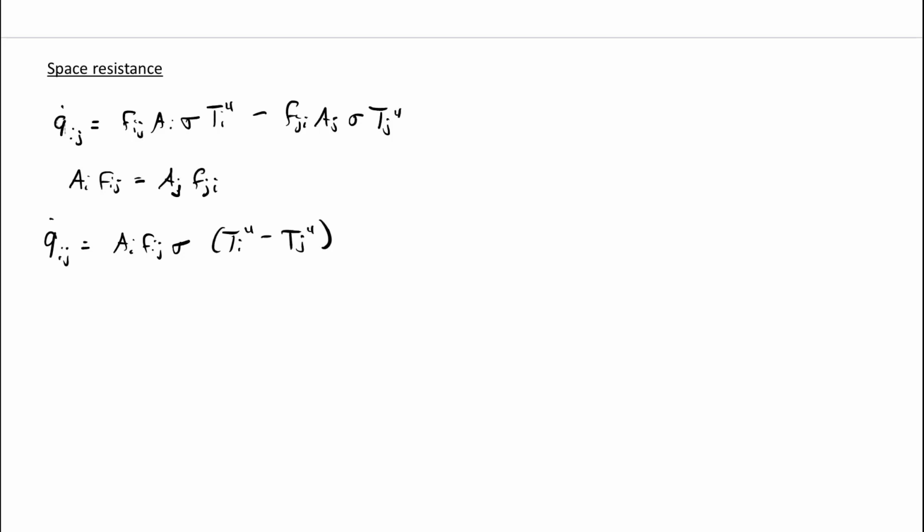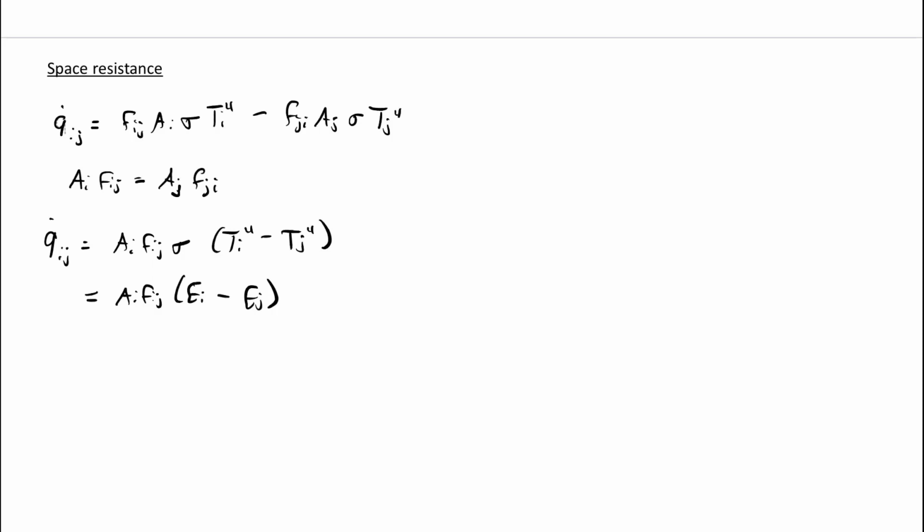Actually, there's another way we can write this. We can also write this as A_i F_ij. Remember, sigma T to the fourth is actually just our emissive power, that term E that we talked about last time. So we can write this as an emissive power difference, E_i minus E_j. If we look at this, again, we have kind of this rate equation: Q dot times the view factor times area times a potential. In this case, the potential is T to the fourth, but in terms of emissive power, it's just the difference between the emissive powers of the surfaces.